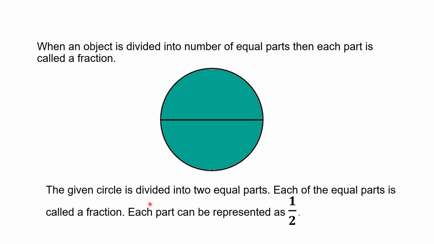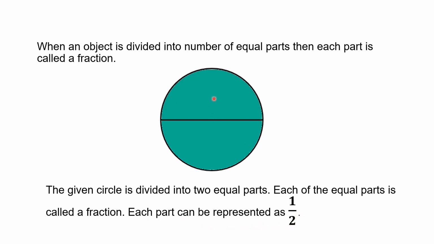The given circle is divided into two equal parts. Each of the equal parts is called a fraction. This is a fraction and this is also a fraction. Each part can be represented as 1 by 2.